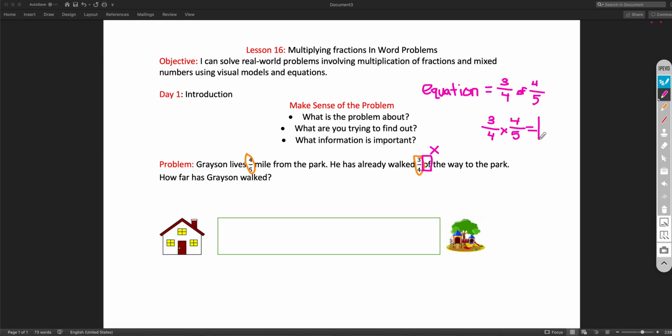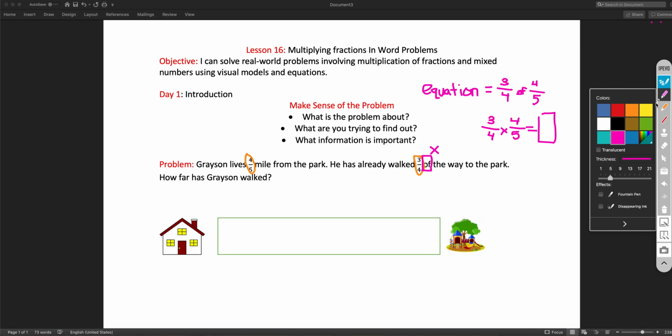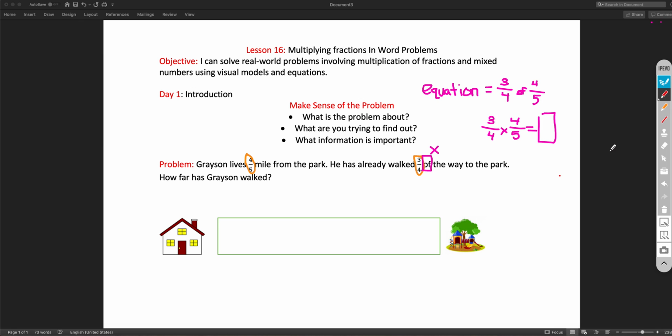Equals. So this is what we need to figure out. So let's draw an area model to represent how far Grayson lives from the park. So this is Grayson's house, and this is the park that's by Grayson. The problem tells us that Grayson lives 4/5 mile from the park. So this area model is going to represent 4/5.